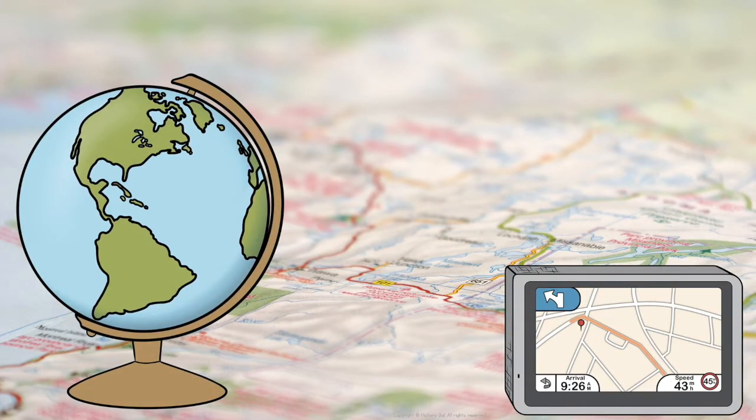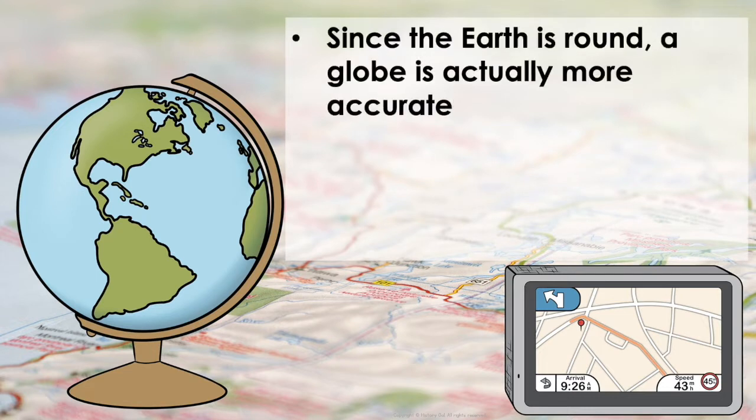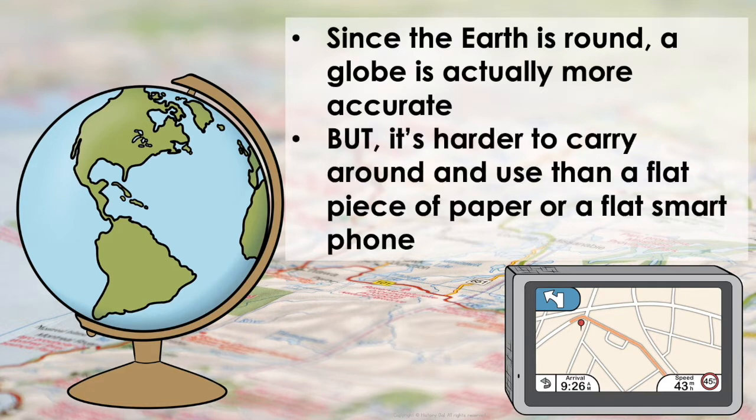Things on this map. For example, since the Earth is round, a globe is actually more accurate. When you flatten it out, some places become bigger, but as I said, it's harder to carry, and because of this, paper has become much more popular. Digital maps have started changing this slightly.